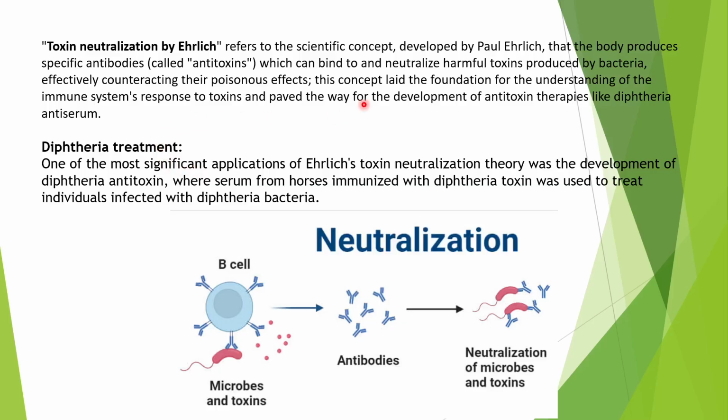So this is also a similar experiment. One of the most significant applications of Ehrlich's toxin neutralization theory was the development of diphtheria antitoxin, where serum from horses immunized with diphtheria toxin was used to treat individuals infected with diphtheria bacteria. So here you have the B cells which will produce antibodies against the exposed toxin or microbes. Now these antibodies can be purified and given to others as an antitoxin to fight against future infection from the same toxin. So this is the antigen antibody neutralization concept.